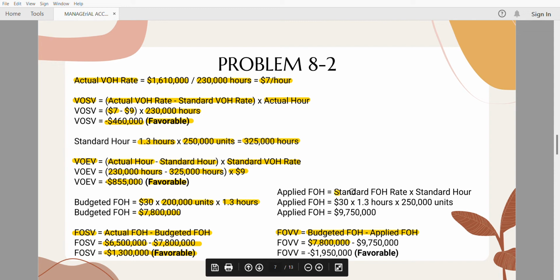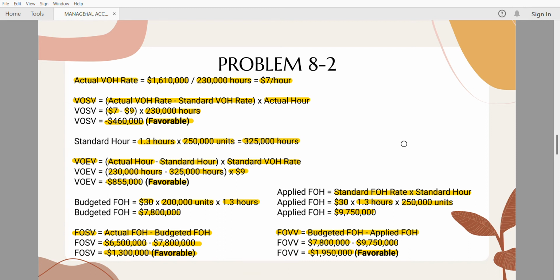So we have the formula here, standard FOH rate times standard hour. So the standard hour is 1.3 times 250,000 units. We got it right here, 325,000 hours. And the rate is $30. So we just need to calculate it, and we got the amount. We calculate the FOVV. We get this amount, and it's favorable since it's minus. And it's done for problem 2.